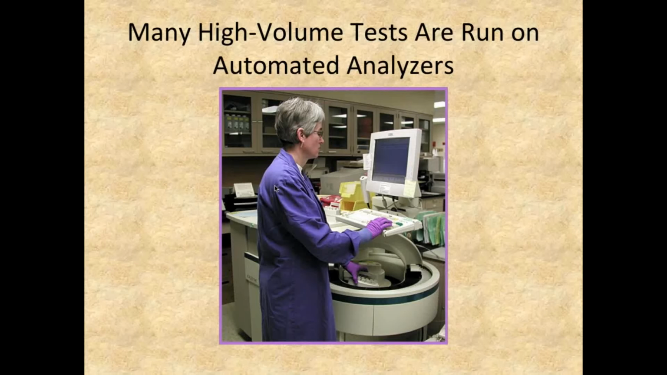High volume tests like blood glucose and cholesterol, where we're doing hundreds of them a day in a large university laboratory, are run on automated analyzers. And these are very sophisticated machines. They're computerized. They usually have an onboard computer, and then they communicate with the major laboratory mainframe computer. The individuals that run this are individuals different from the phlebotomists. These are the clinical laboratory scientists. These are the unsung heroes of laboratory medicine.